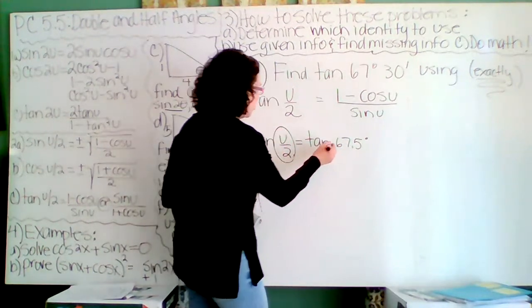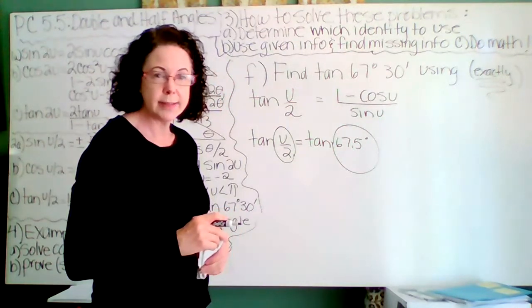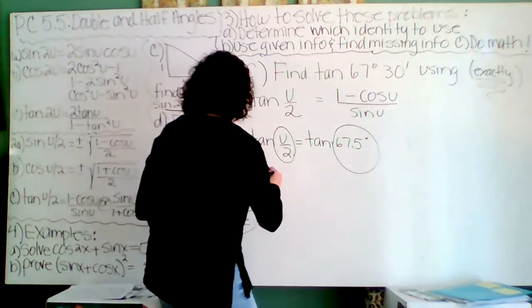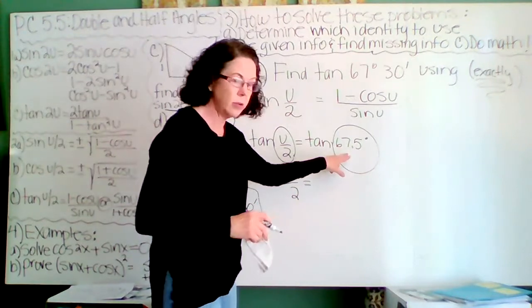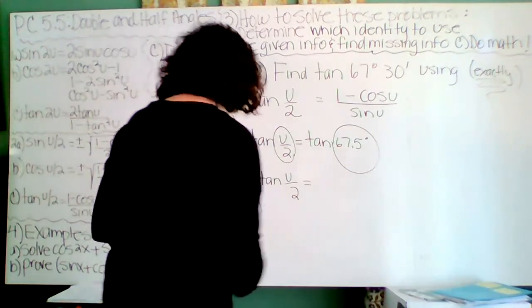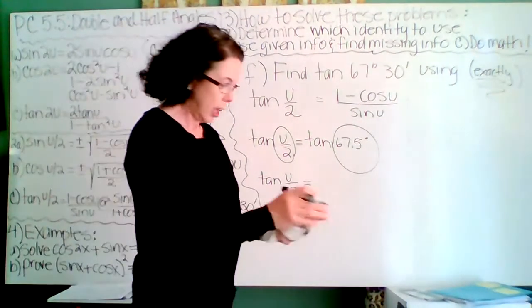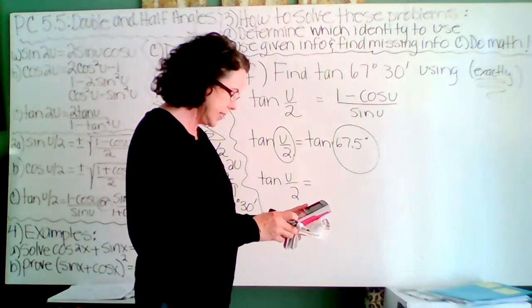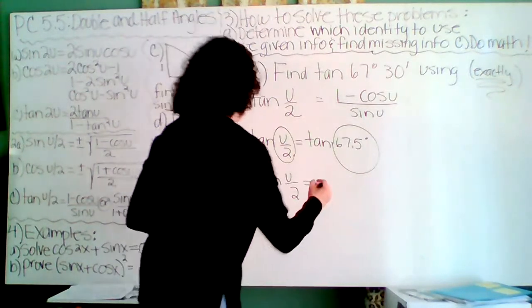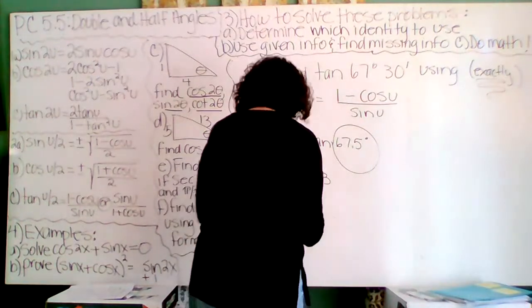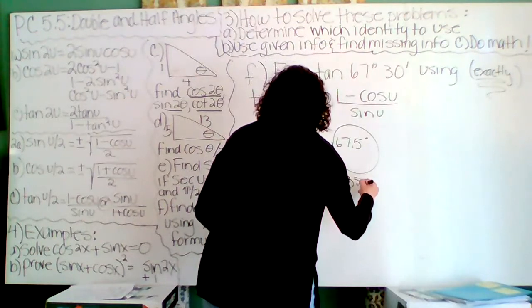So notice what's happening here. To be able to find u, my u over 2 has to equal 67.5 degrees, right? So this means tangent of u over 2, I have to multiply this angle by 2 and divide it by 2. So it equals 67.5. I know that sounds confusing, but I'll show you what I mean. I'm going to multiply 67.5 times 2. That is 135 degrees, and divided by 2.